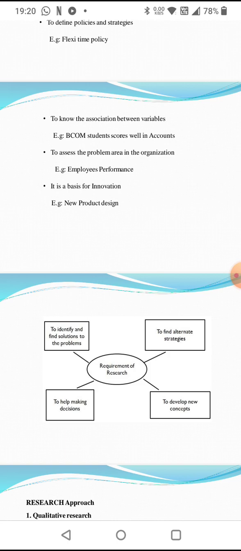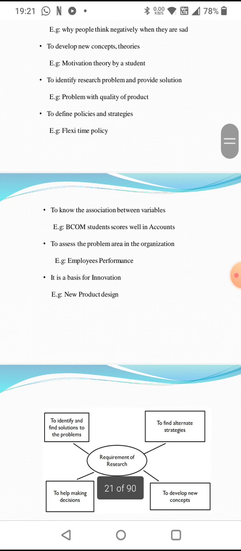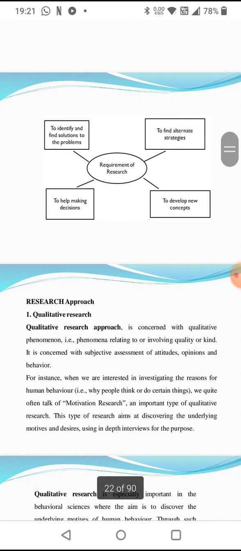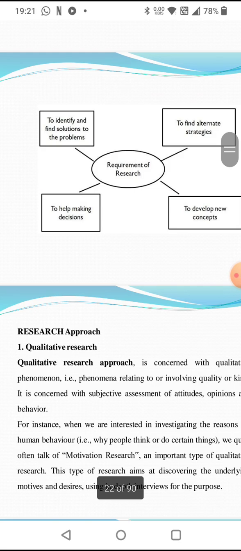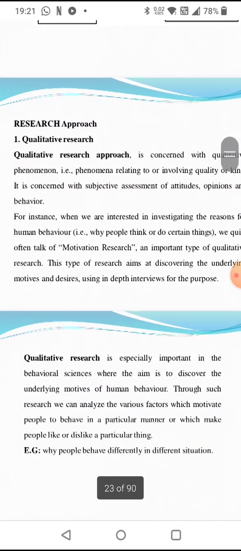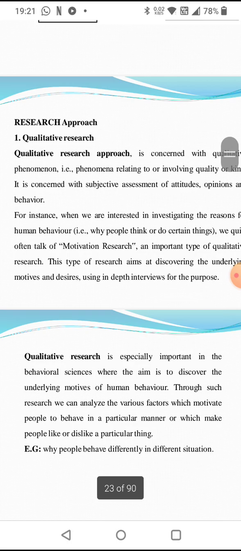So research approach, under this you have the qualitative and quantitative research approach. See, in this diagram, as you can see, the requirements of research is to identify and find solutions to the problems, to find alternative strategies to help make decisions better, to develop new concepts, right? So coming to the qualitative approach and quantitative approach.